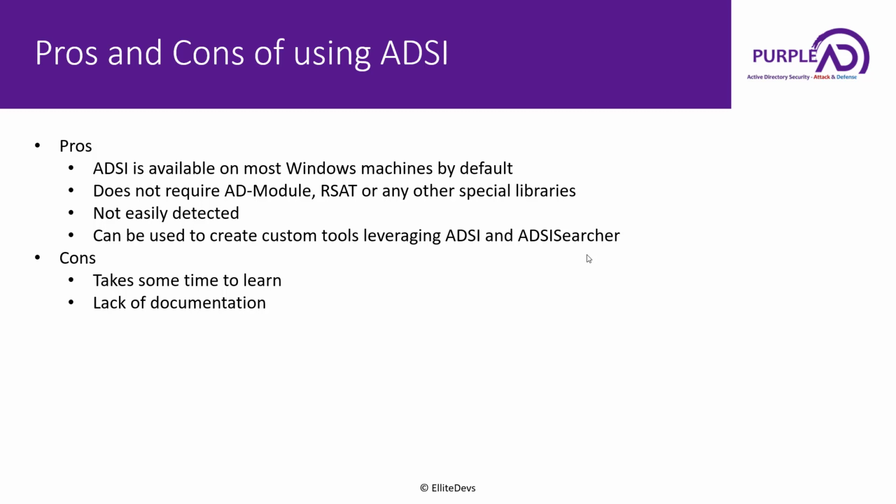The cons of ADSI are that it might take some time to learn, and there is a lack of documentation when it comes to using ADSI in PowerShell. There are articles available which will give you certain fixes on how to do something specific with ADSI, but there is limited documentation if you're looking to learn ADSI with PowerShell from scratch. But do not sweat about that. That is why I am here, and in the coming videos, I will cover the ADSI and ADSI searcher libraries in depth.